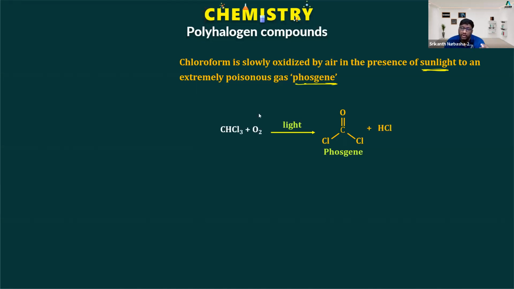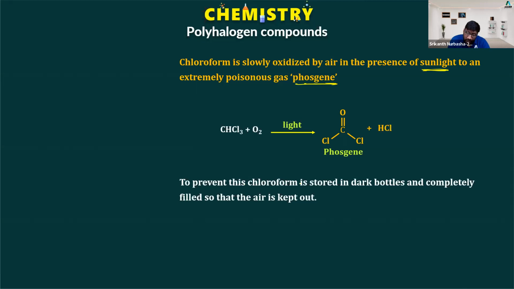Chloroform has to be stored in dark bottles and it has to be filled completely so that this oxidation does not happen. If this oxidation occurs, the phosgene that develops is going to be a highly dangerous, poisonous gas.